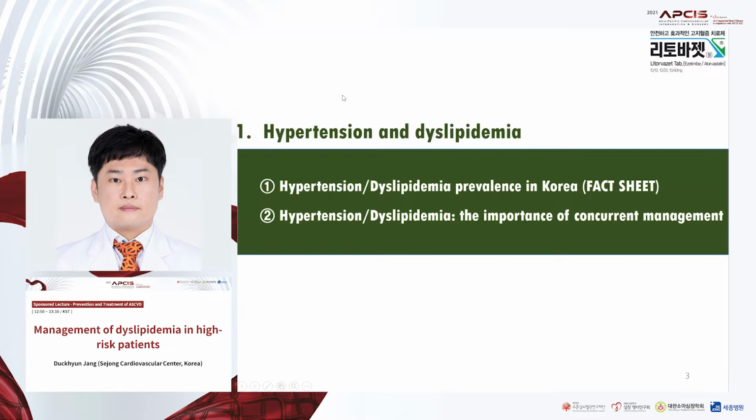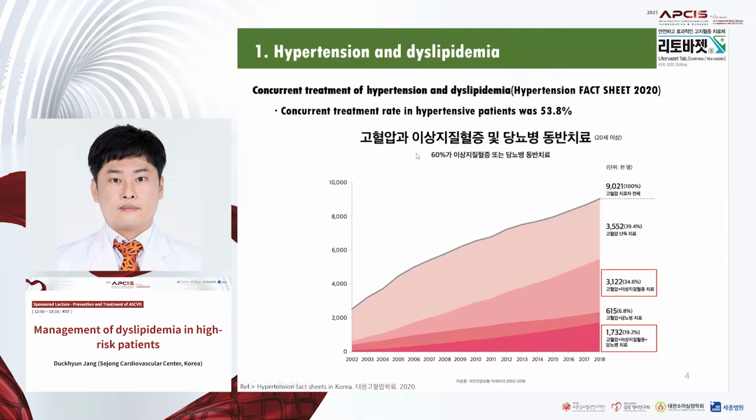Today, I'm talking about dyslipidemia in hypertension and diabetes. This graph is the incidence of hypertension, DM, and dyslipidemia in Koreans. Many hypertension patients have dyslipidemia. The concurrent treatment rate in hypertension patients was 53.8%.